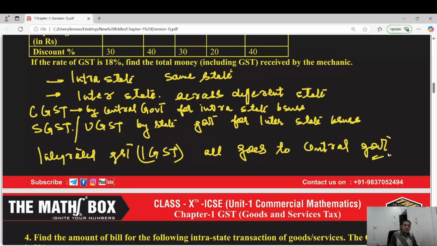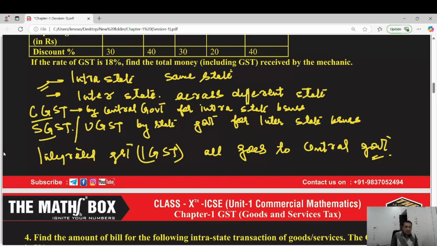In the case of the first case, intrastate transaction, where we had CGST and SGST, the seller collects both CGST and SGST from the buyer and deposits half with the central government and half with the state government. The tax collected on the intrastate movement of goods and services is shared equally by the central government and the state government.